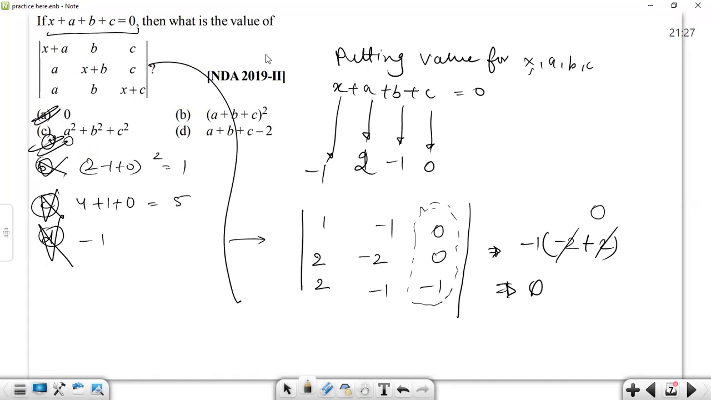Is that clear? Please read the solution again.